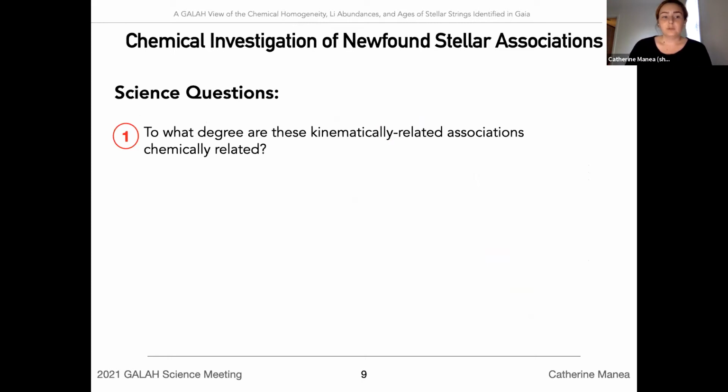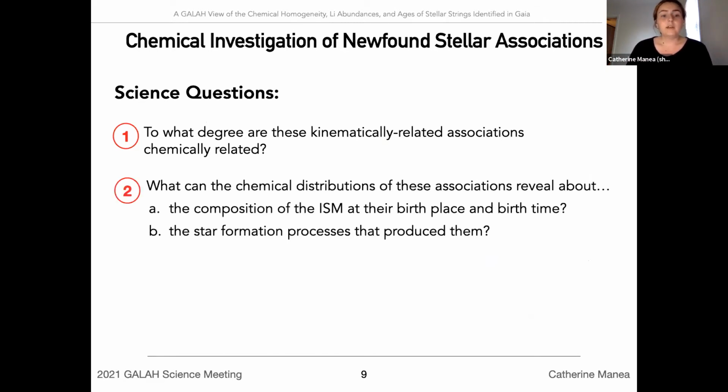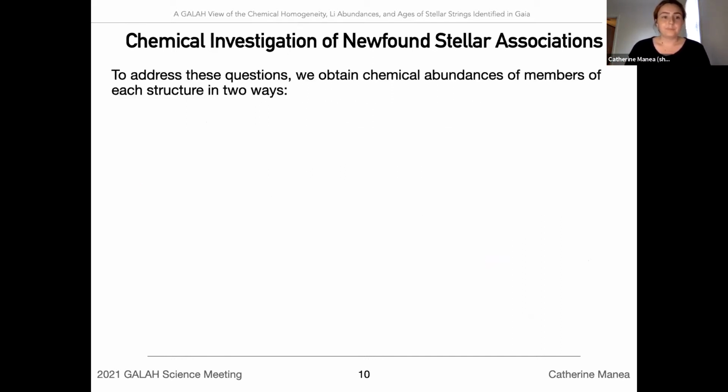So we asked 2 major questions in this study. First of all, to what degree are these kinematically related associations chemically related? And also, what can their chemical distributions tell us about their ISM, the composition of it at their birthplace and time, and also the star formation process that produced them?